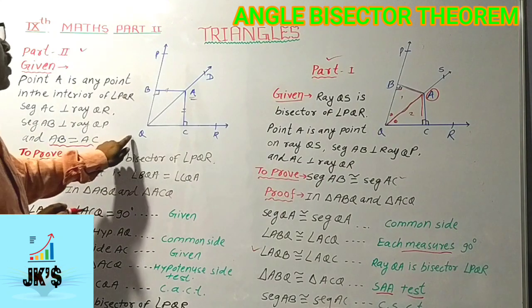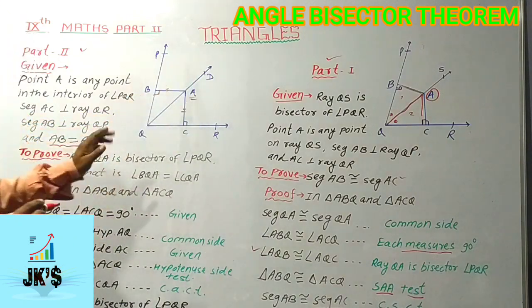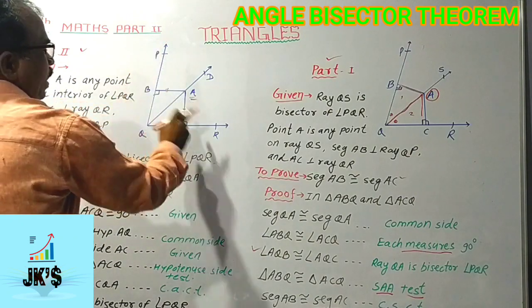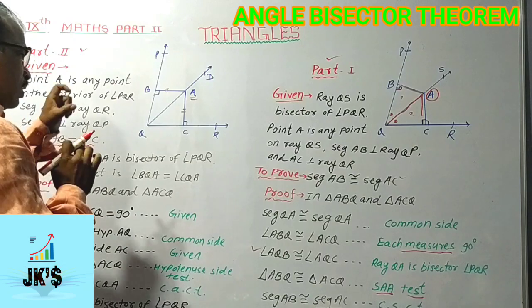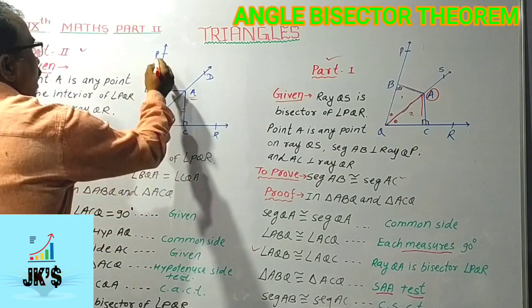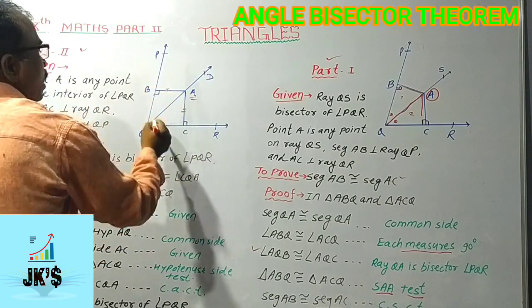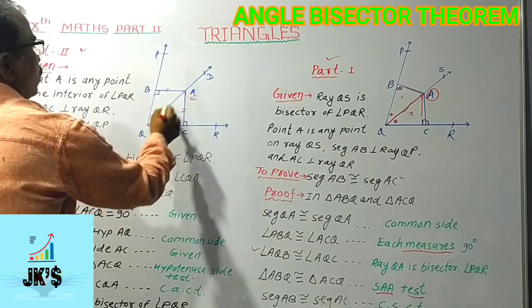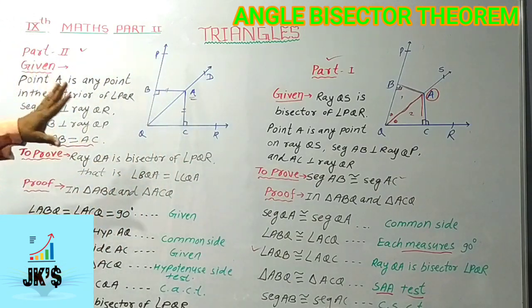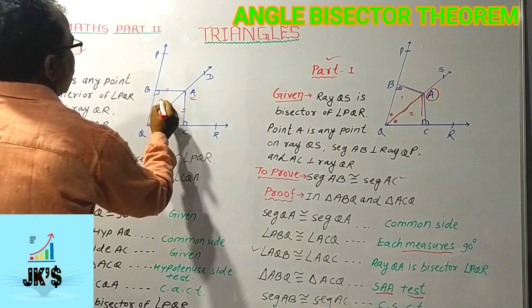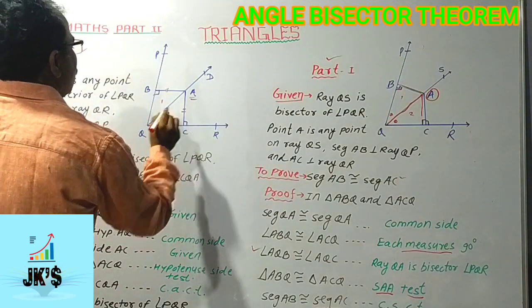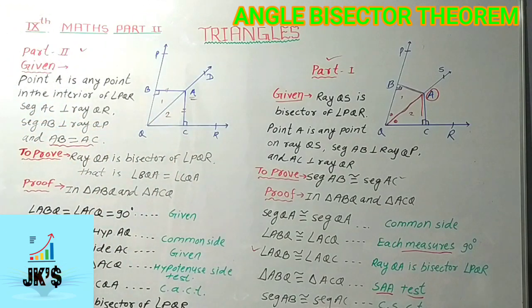Now to prove: ray QA is a bisector of angle PQR. Means what? We have to prove that angle BQA is congruent to angle CQA. Only we have to prove this. Okay friends, similarly, when we see this, there are two triangles, ABQ and ACQ.